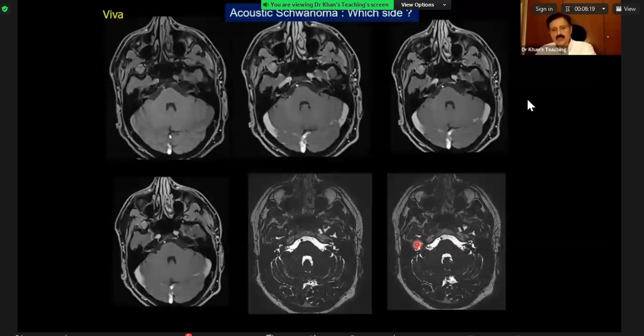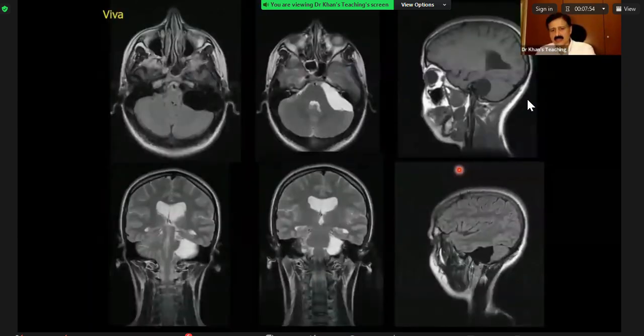Okay, so for acoustic schwannomas, they will usually show you a CISS sequence if it is a small lesion. Otherwise, they might show you some other sequences. If it is a small lesion, for example, if you see this, barely you can pick up something. And then when you give contrast, it is enhancing. Similar lesions I have shown you in the past also.